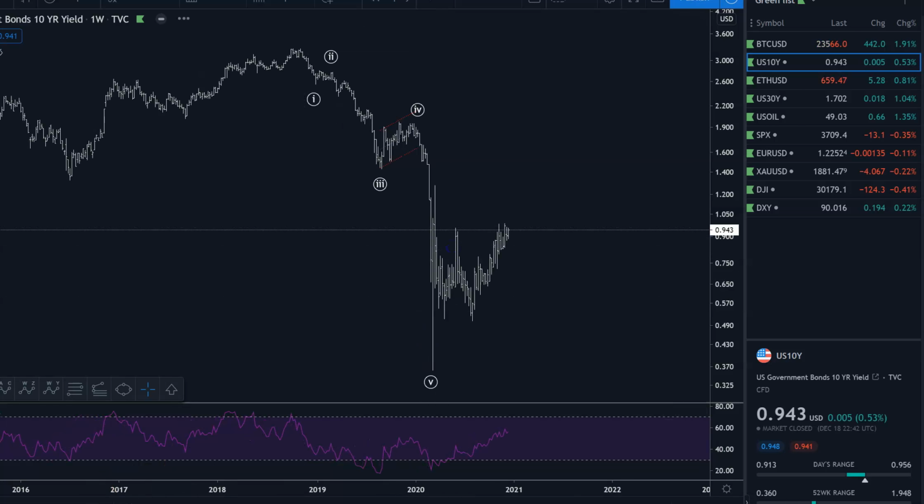I'm trying to get my marker in here, so let me see if I get it. Yeah, that's a 1. So this is a simple wave 2 that already happened, ABC, and now we're in a 1 2, and we're in the middle of the larger third here, trying to attack this 1% mark before we pull back a little bit.